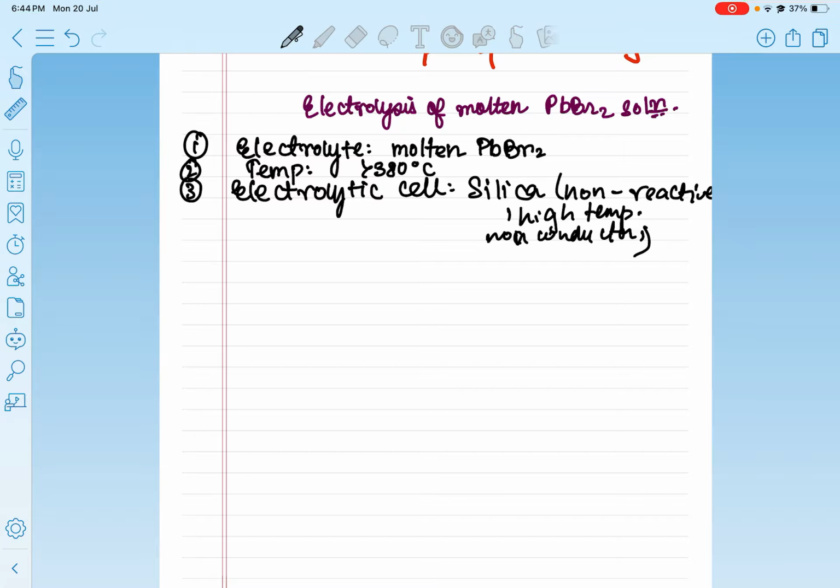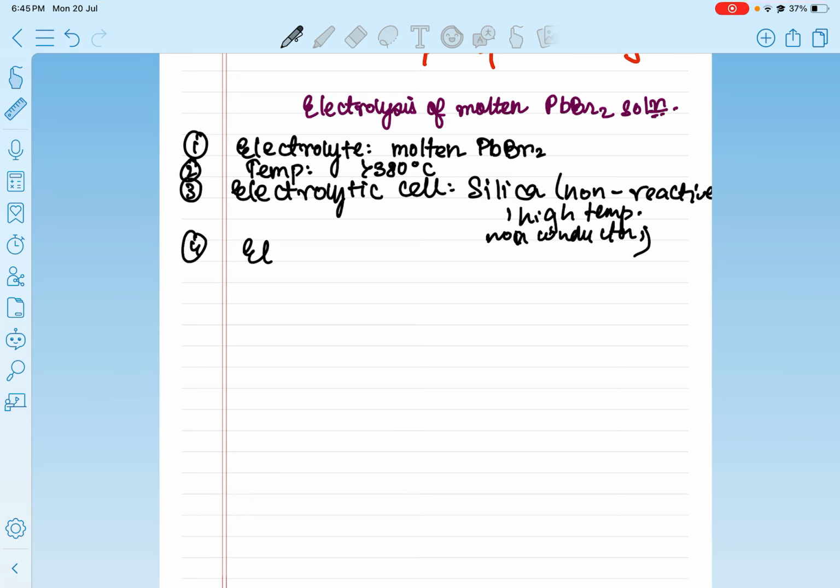Why are we not using solid lead bromide? Because solid lead bromide is not a conductor of electricity, due to the absence of free ions. The ions are held by electrostatic forces of attraction, but when we melt it, the ions become free, and that's how it works.